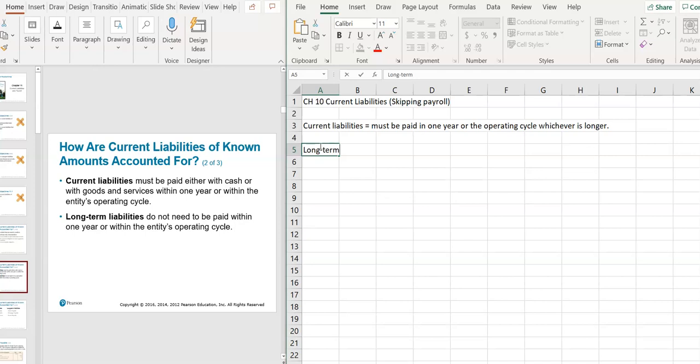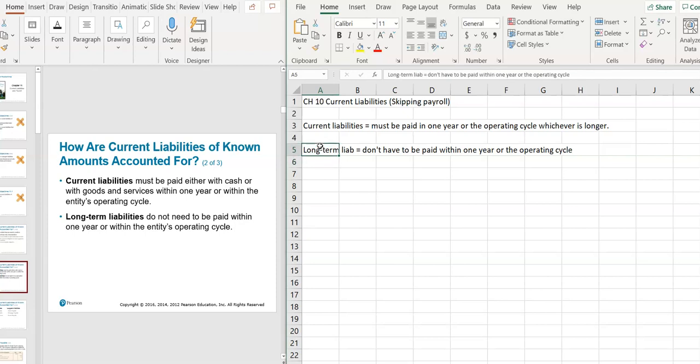All right, long-term liabilities don't have to be paid within the year. Or the operating cycle.